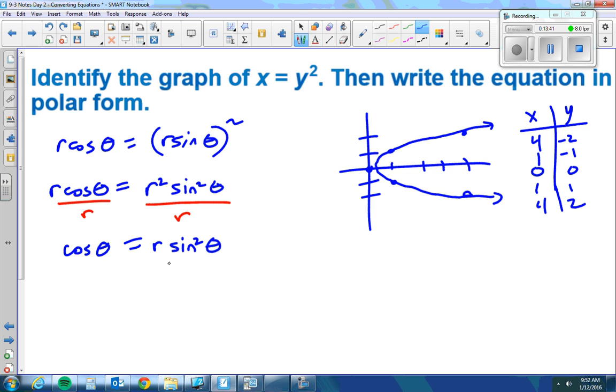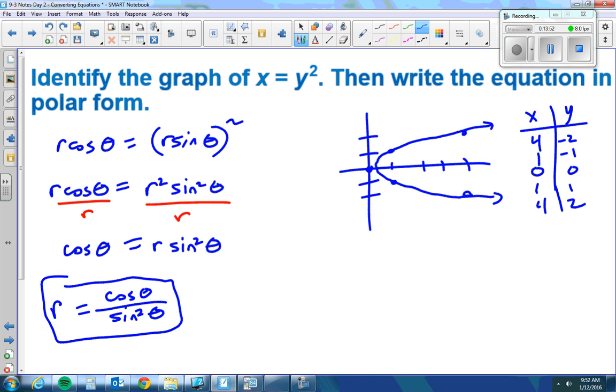How do you get r by itself now? Divide by sine squared. So I'm going to put the r equals on the left, though, just because we like it that way. Put the sine squared under the cosine. And I have the polar equation for that parabola. You type that in the calculator, you'll see that parabola.